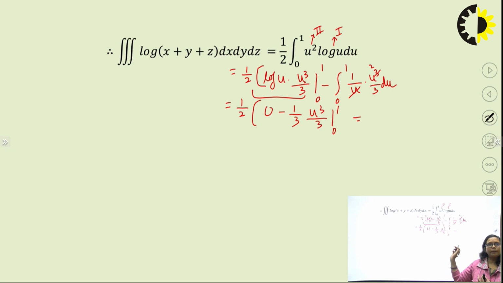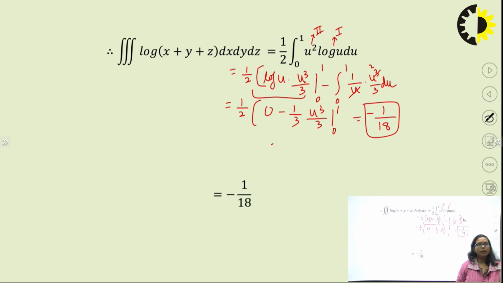Put the limit, the lower limit here is 0, the upper limit is 1 itself, which gives the value 1 by 3. This will become 1 by 3 into 1 by 3 into 1 by 2. 3 threes are 9, 2 nines are 18. So the answer for this integral should be minus 1 by 18. Clear? When we evaluate it, the value will be minus 1 by 18. So this is how we apply the Dirichlet integral, Liouville's extension of Dirichlet integral, to evaluate a triple integral by converting it to a single integral. Clear? So that was the first example for the extension.